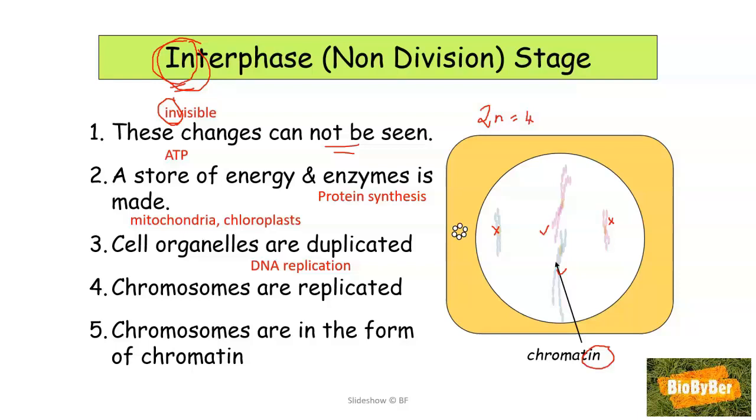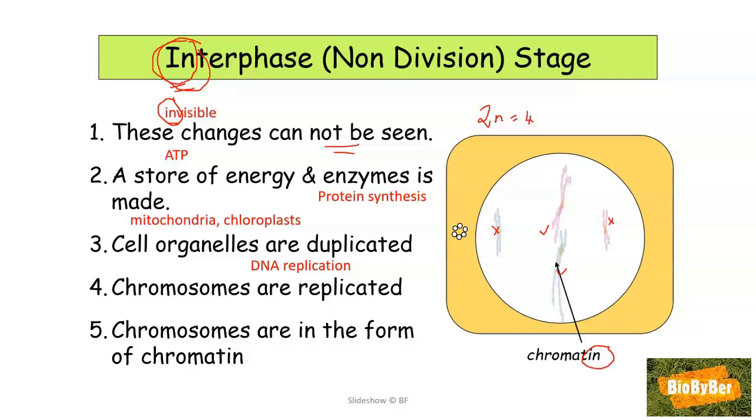So don't forget, during interphase, the chromosomes are in the form of chromatin, which is invisible. Now, if we are learning this for the exam, we need to learn these 5 steps, and we should also include the diagram. I would suggest that you include extra labels. The label chromatin on its own would not be sufficient.